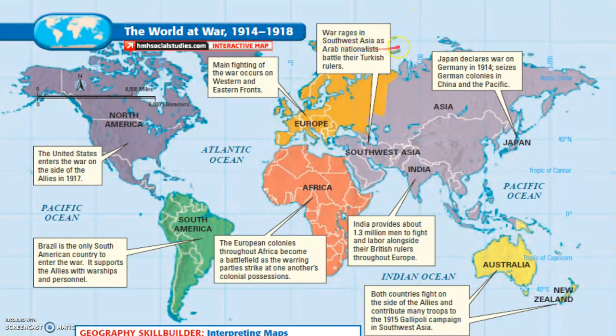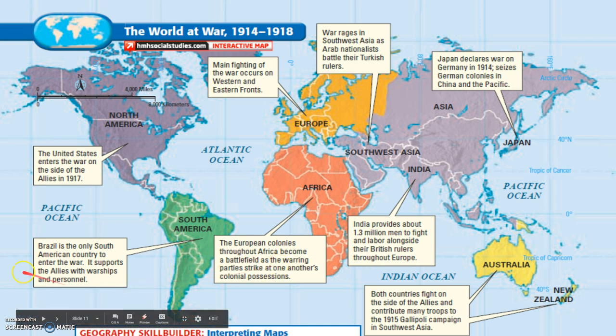Southwest Asia, that's the Middle East. War rages in Southwest Asia as Arab nationalists battle their Turkish rulers. So Arabs in places like Egypt and Palestine are actually fighting the Ottomans here. In Africa, European colonies throughout Africa become battlefields because they're fighting each other, because the colonies belong to the Europeans. South America, Brazil is the only South American country to enter the war, but they do, and it supports the Allies with both warships and personnel.